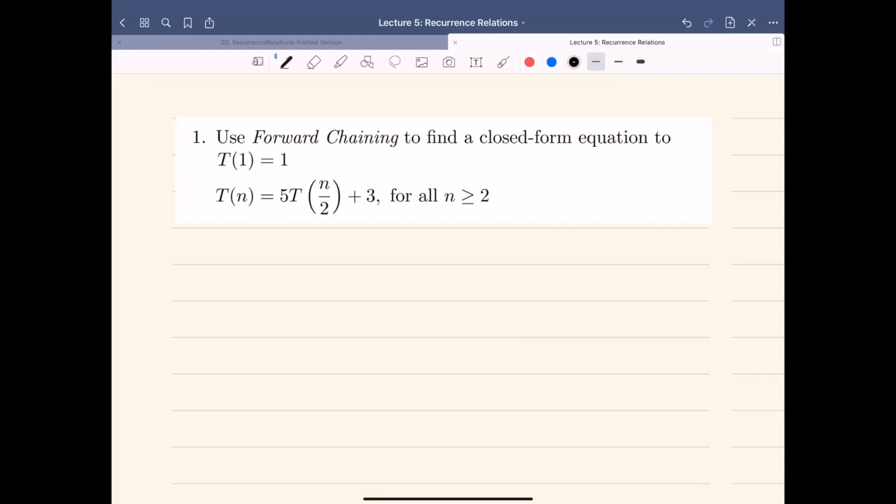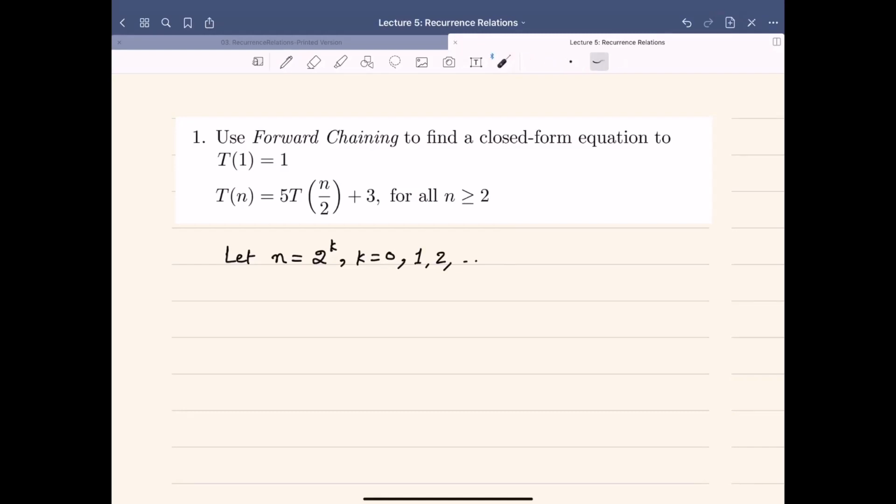To use forward chaining, first of all, you need to make an assumption. This assumption is that since you are dividing n over 2, we expect that n should be a power of 2, so that we don't get anything other than an integer. So the first step is that let n be equal to 2 to the power k, and k should start from 0 until infinity.